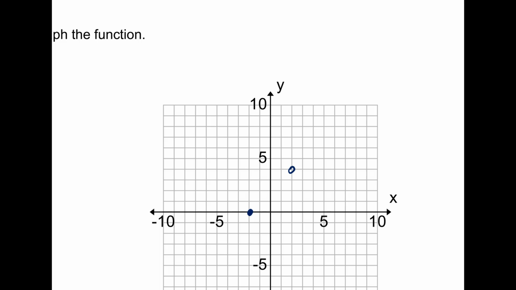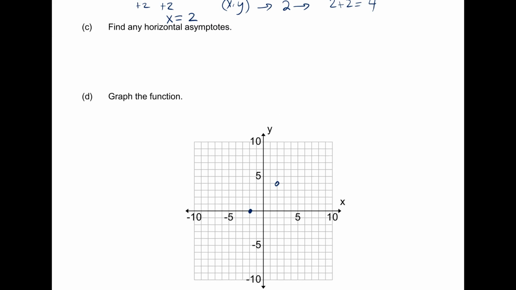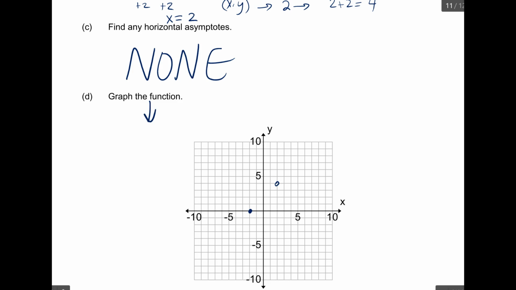I have the x-intercept. I have the hole. I need to find the horizontal asymptote, but I canceled out a factor, so now I no longer have a fraction. Right? I have a straight line. I have the x plus 2 straight line, just with a little hole. So what's the horizontal asymptote? I have none. I have no horizontal asymptote because I no longer have a fraction. And when I say graph the function, you want to graph the simplified version.